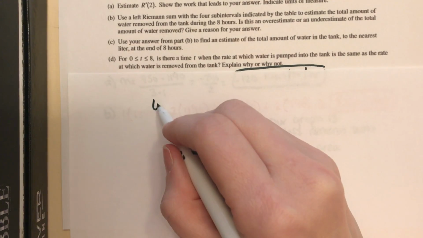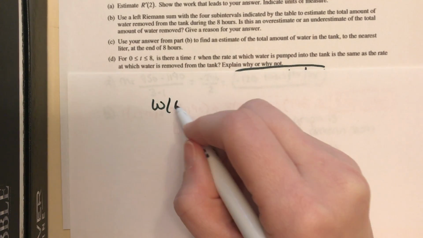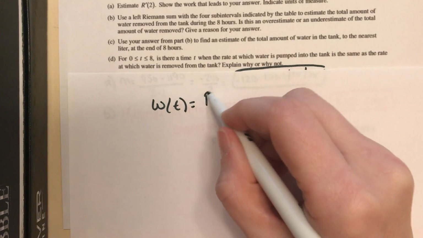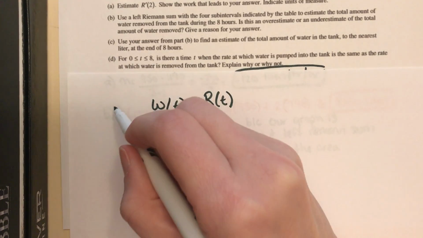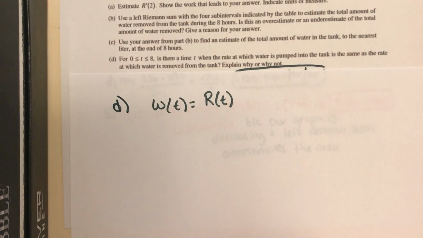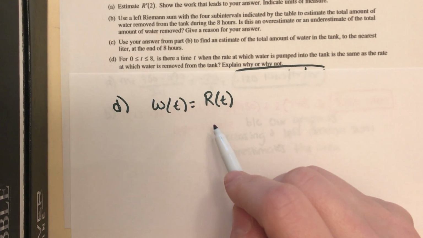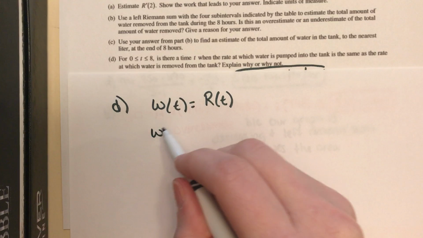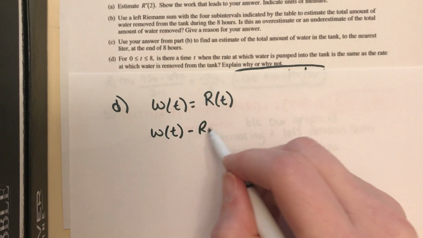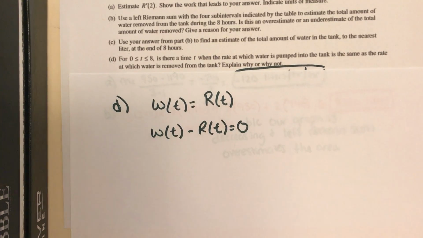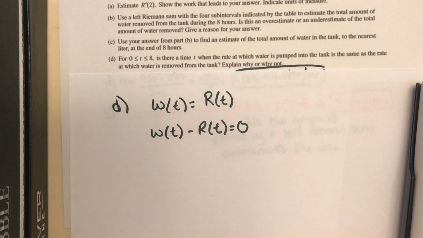So I want to take the rate of the water coming in, so W of t, and I'm going to set it equal to the rate leaving, R of t. I can do this on my calculator. I can graph both of these and see where they cross, or I can move everything to one side, set it equal to 0, and find where it equals 0. Okay, so let's go ahead and do that.